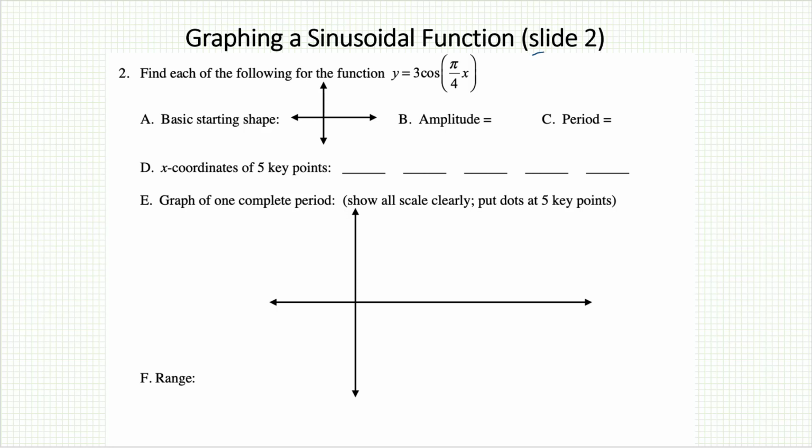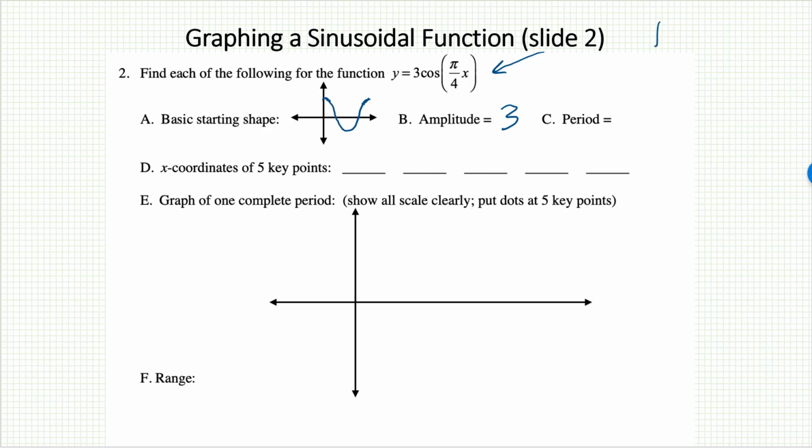Now we have the function y equals 3 times cosine pi over 4x. In terms of starting shape, this is a cosine picture. There's no negative in the front, so it's the regular cosine graph, the vase. I know that's the picture I'll be drawing. The amplitude is the value part of the A, which of course is 3.